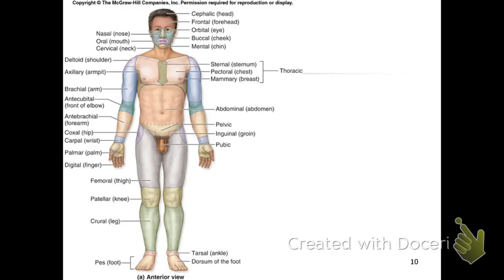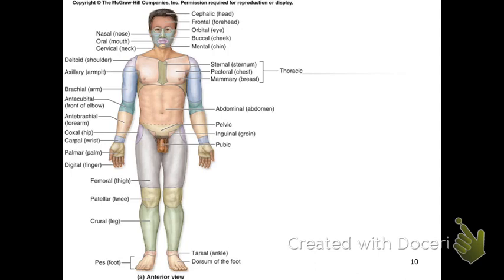There are terms for all sorts of regions in your body. Here are some examples seen on an anterior view. Remember, that means toward the front, a front view. And this is the list of terms you need to learn.